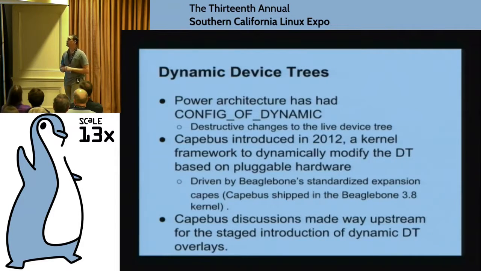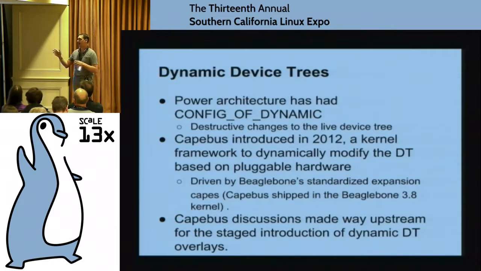because you can just hook them up, right? So a lot of us noticed that on BeagleBones with the pluggable capes and so forth. So a colleague did Cape Bus in 2012, and that had the early version of dynamic device trees where you could plug a cape in, it would detect it on an EEPROM, and it would actually modify the device tree live, and it fixed a lot of the issues that the original config OF dynamic had.